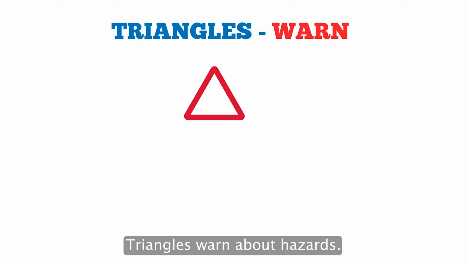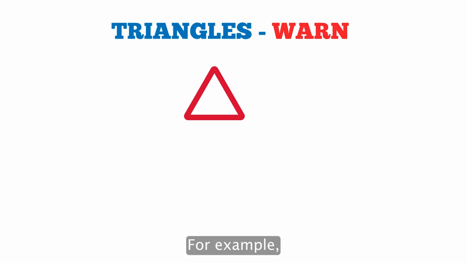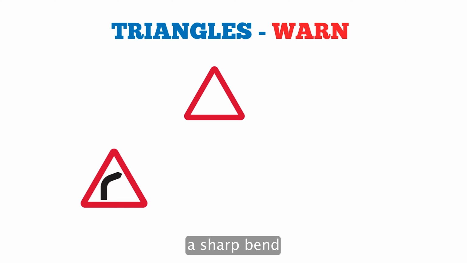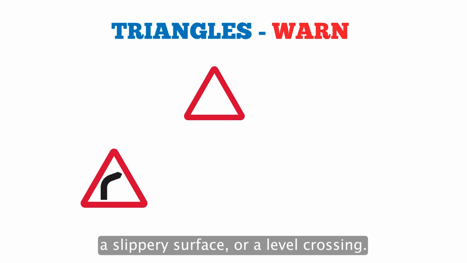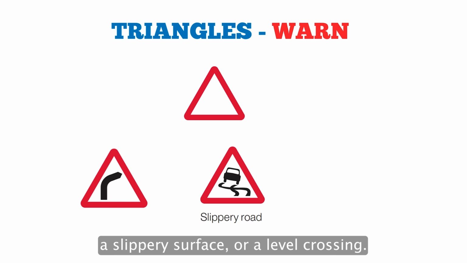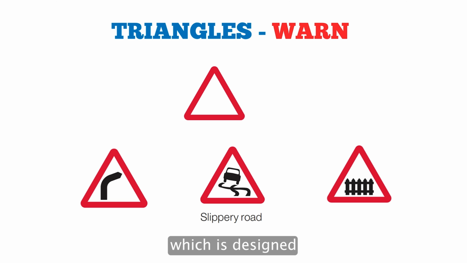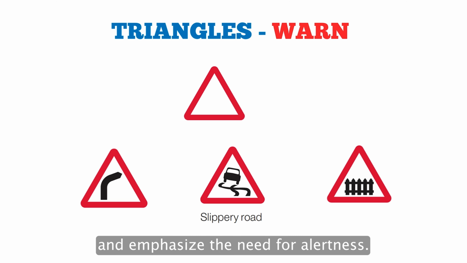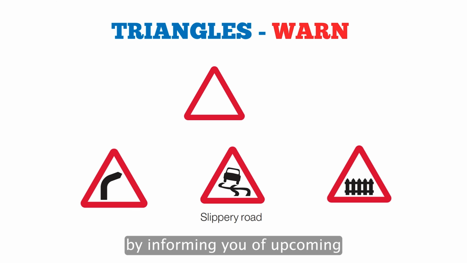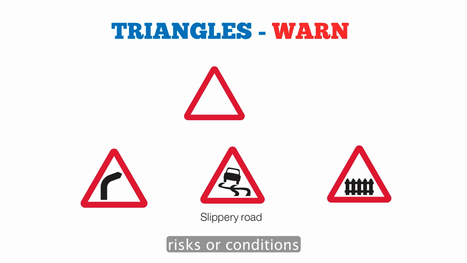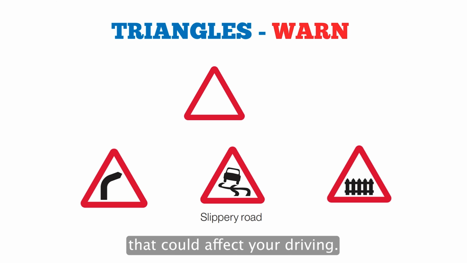Triangles warn about hazards. These signs alert you to potential dangers on the road that may require extra caution. For example, a triangle might indicate a sharp bend ahead, a slippery surface, or a level crossing. Triangular signs are always red, which is designed to attract your attention and emphasize the need for alertness. They are there to keep you safe by informing you of upcoming risks or conditions that could affect your driving.